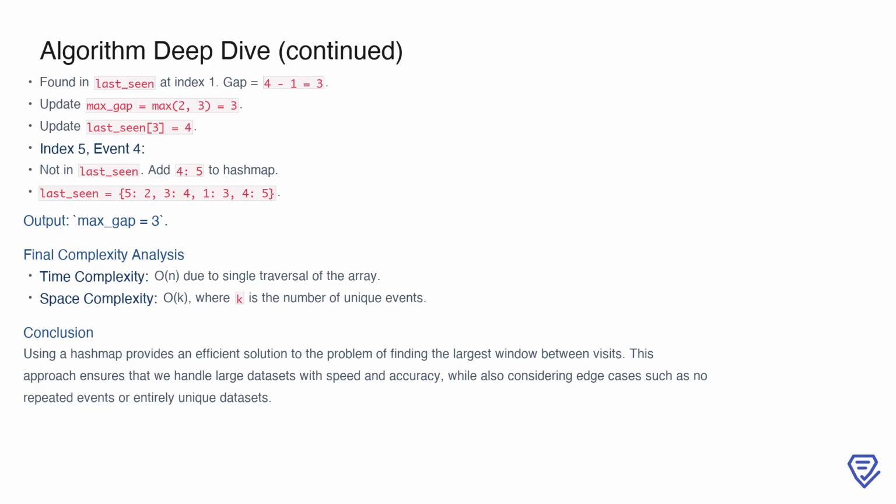In terms of complexity, the algorithm runs in O(n) time since we traverse the array once, and it uses O(k) space, where k is the number of unique events.